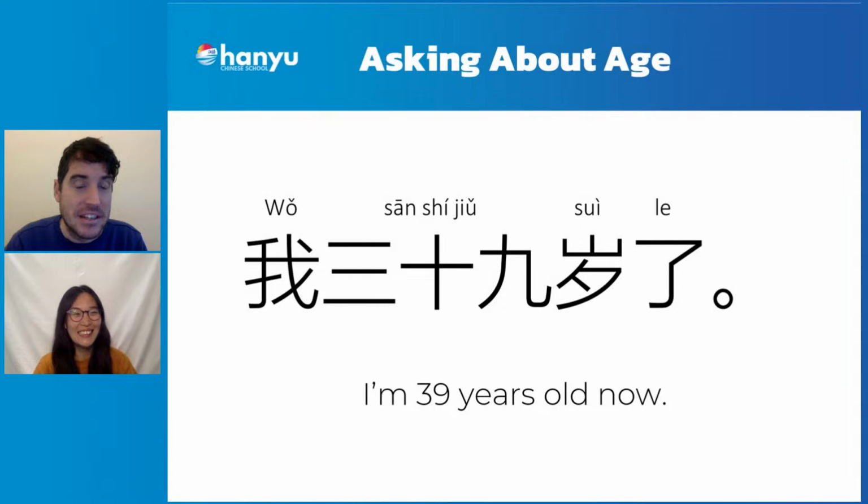Very good. Now, if we happen to be 39 years old, how do we answer this question, Melanie? We can say 我39岁了. I'm 39 years old now. Very good. So 我39岁了 is I'm 39 years old. I wonder who is 39? That's quite an old age. Anyway, if you're 39, you can say 我39岁了.